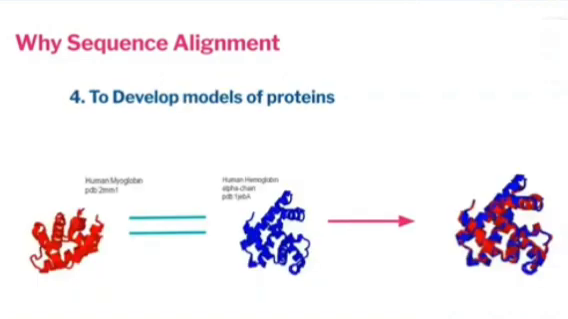Another important application of sequence alignment is developing protein models. This is applied when a new protein sequence is identified. When a protein's function is unknown but the sequence is there, we can align the sequence with all the known protein sequences in the family and identify the structure of the protein from the most identical sequence.